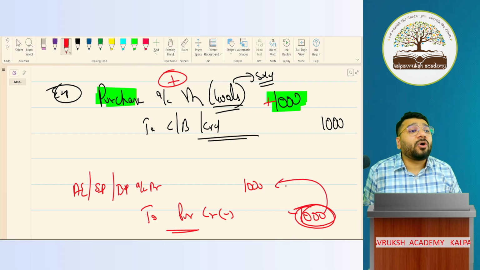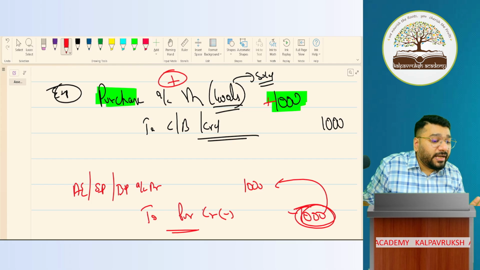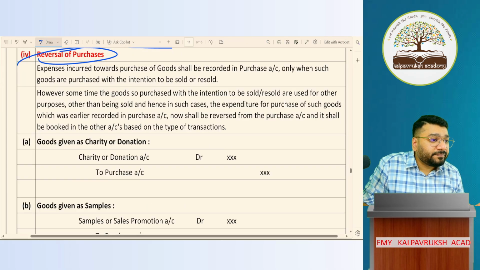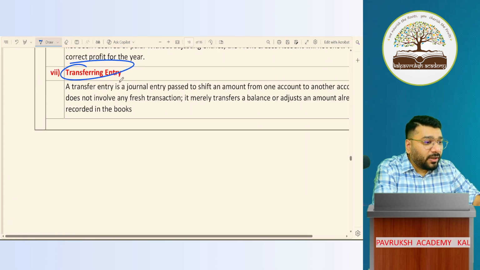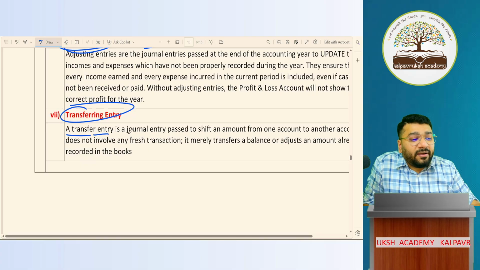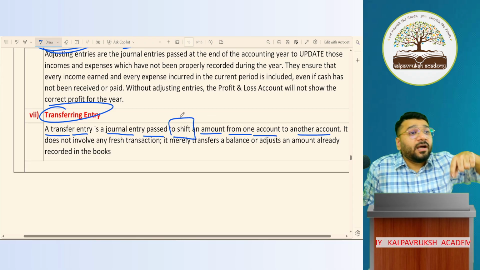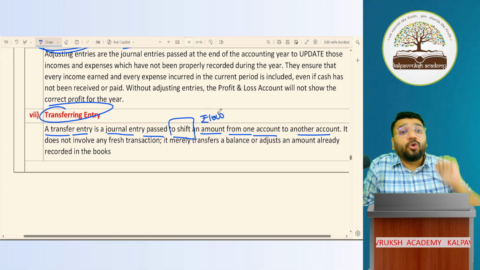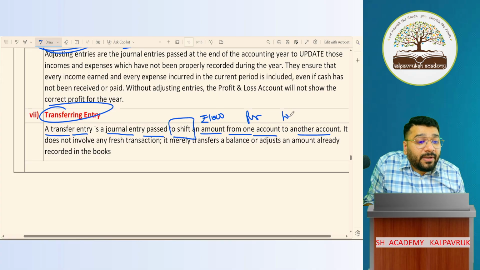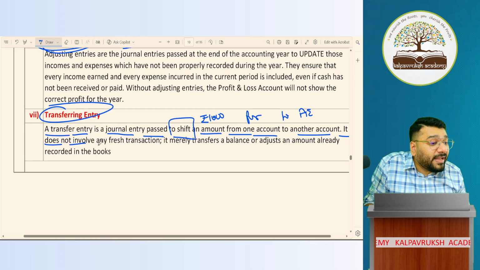And this kind of journal is called a transferring journal entry. What is it called? Transferring journal entry. So we come back to the notes. We had something called a transferring entry. A transfer entry is the journal entry which is passed to shift an amount from one account to another account. So here, what amount are we shifting? In this example, 1,000 rupees. From which account to which account? From purchase account debit to advertisement expenditure account. It does not involve any fresh transaction.